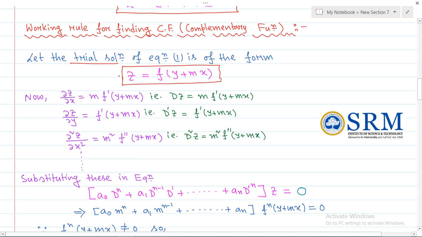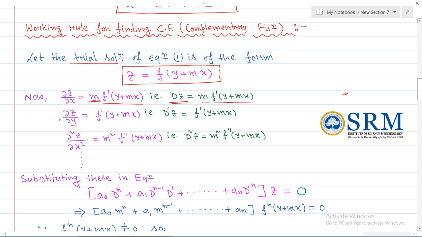Now if we differentiate z partially with respect to x, we have m into f dash of y plus mx. Since f is an arbitrary function, it becomes f dash, and the derivative of mx is m, so this comes outside. So basically, capital D of z, that is del z by del x, is equal to m into f dash of y plus mx.